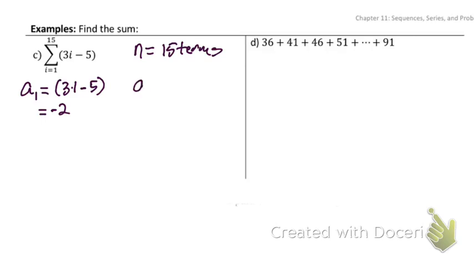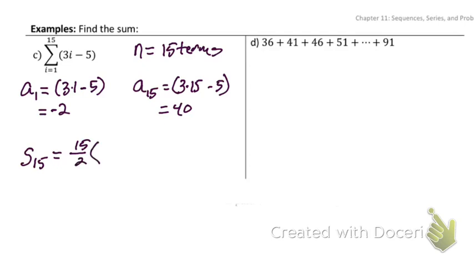Then we need our last term. Our last term is when we plug in 15, so that would be a sub 15. That's going to be 3 times 15 minus 5, and that's going to equal 40. 3 times 15 is 45, and 45 minus 5 gives me 40. All right, so that means my summation, using 15 terms, is going to equal 15 divided by 2 times my first term, which is negative 2, that's okay, plus that 40, which is going to equal 285.